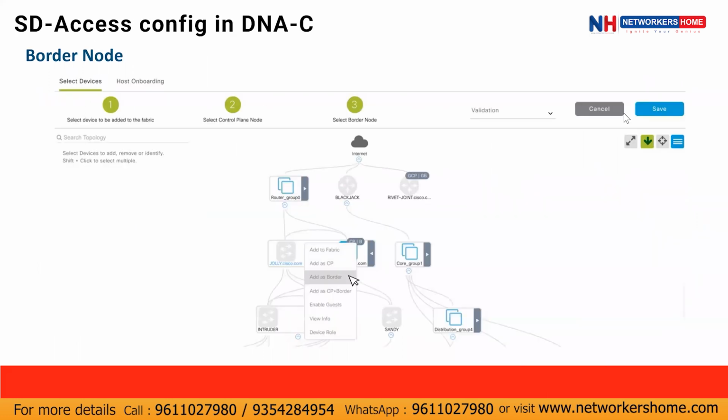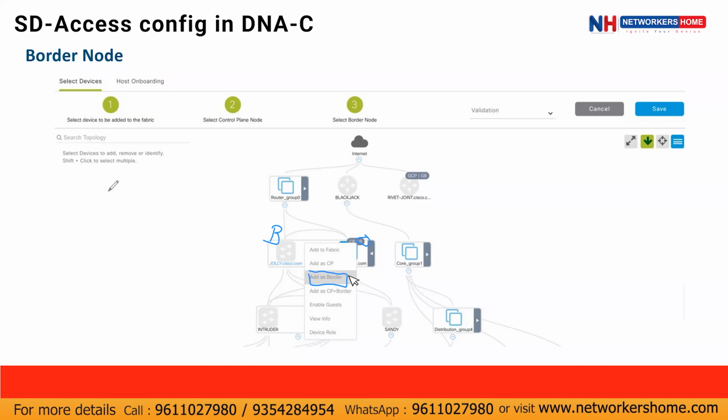So this is the border node, and when you are doing it in the DNA center, it has an option of adding it as border. And when you add it as a border, a B role is assigned, or you can see a B somewhat like this. That specific node is acting as a border node as well.